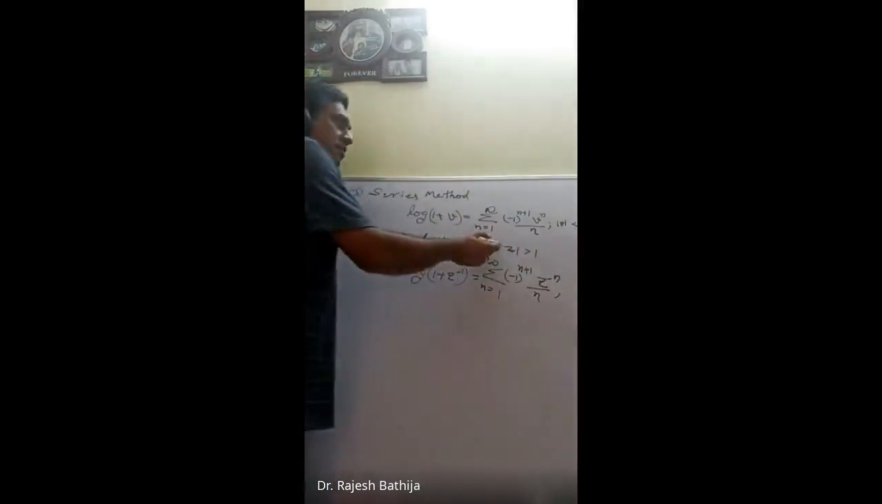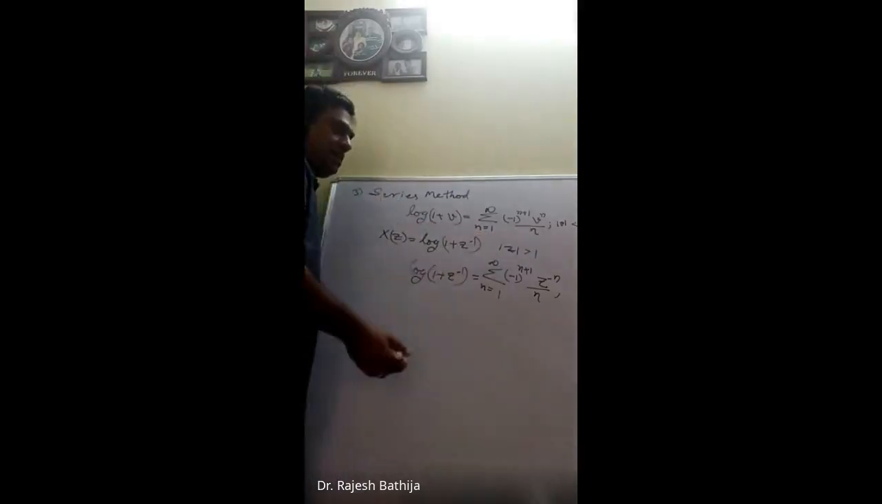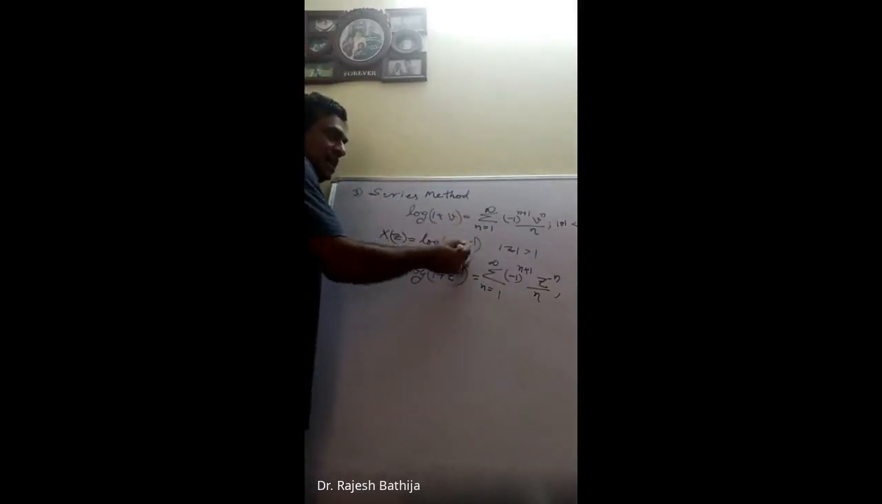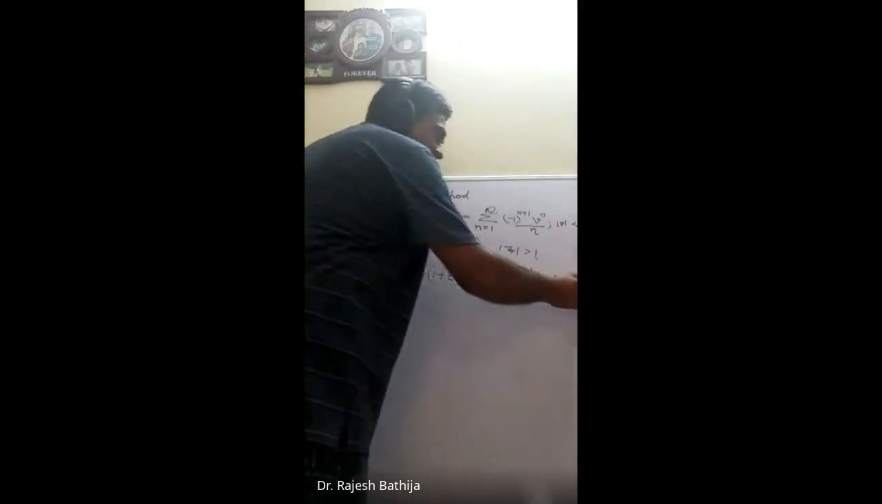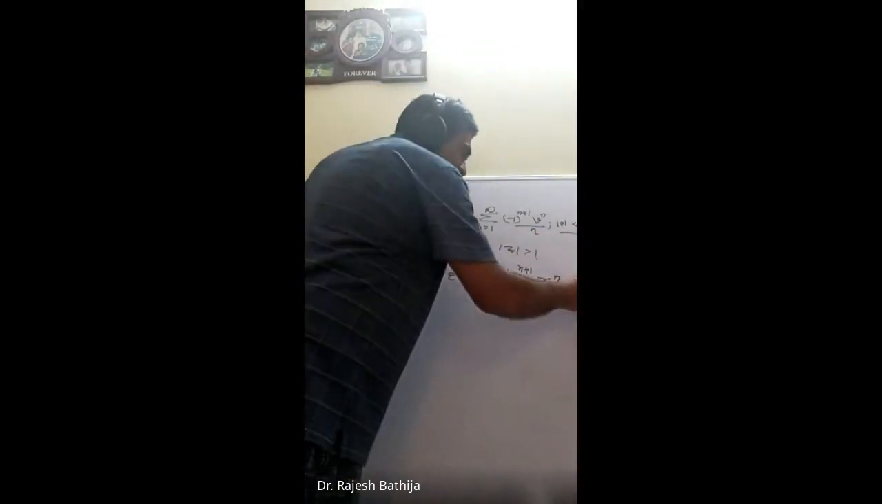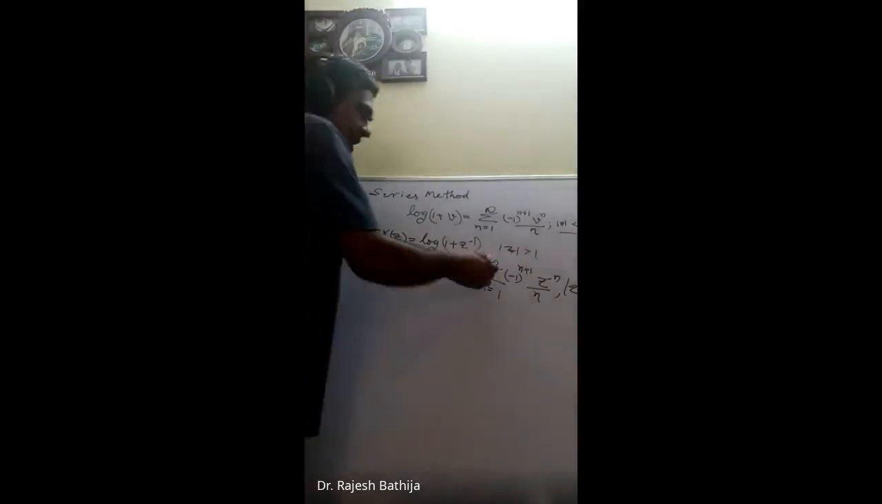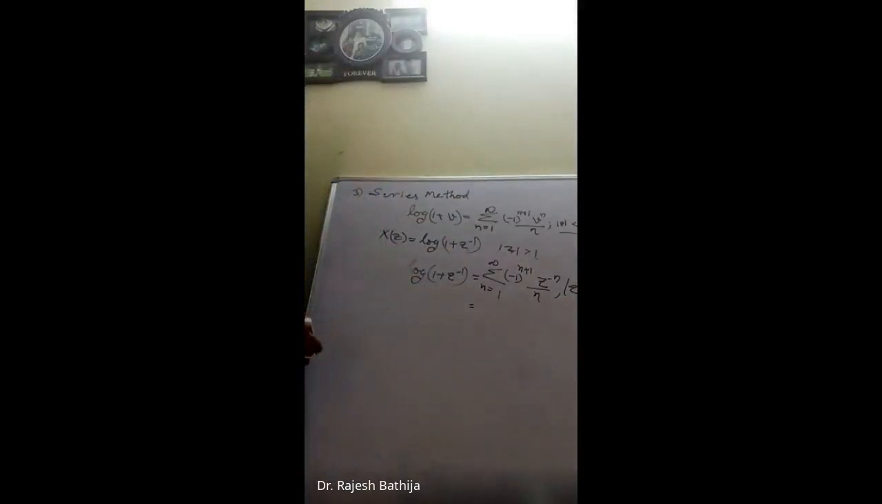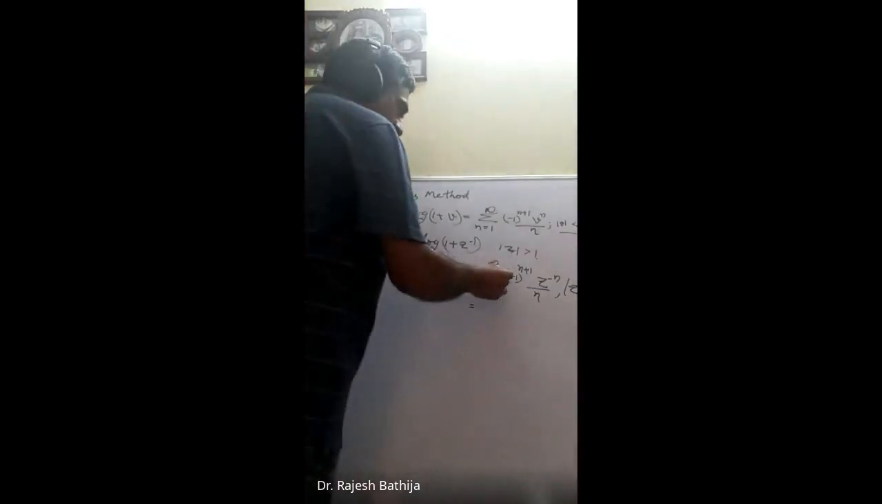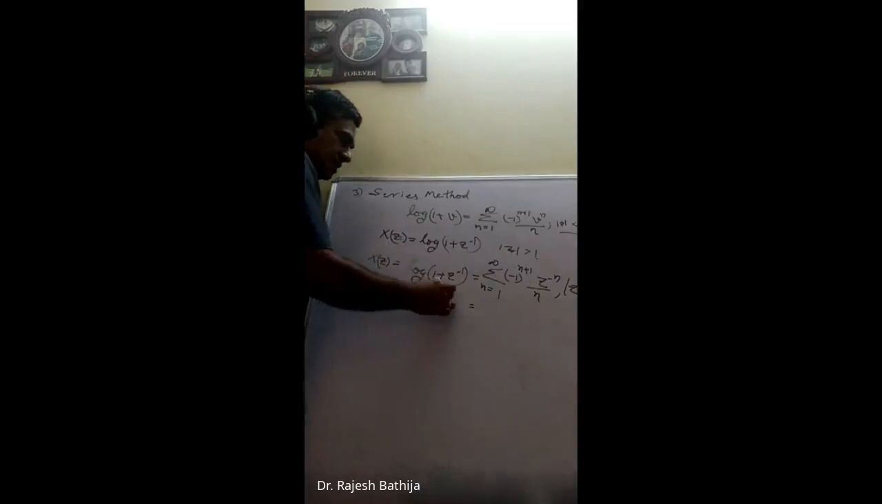And here mod of Z is greater than 1. It means, since v is Z inverse, if mod of Z is greater than 1, definitely mod of v will be less than 1. That is, if mod of Z is greater than 1, mod of Z inverse will be less than 1. So in that case, what will this be?